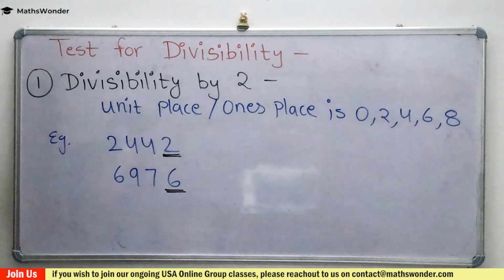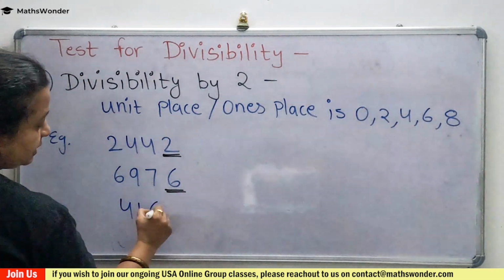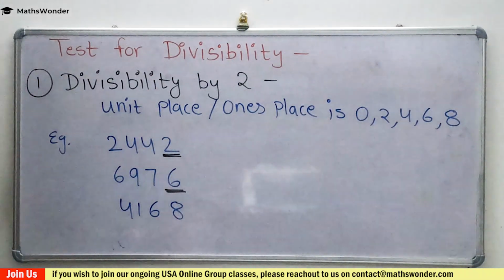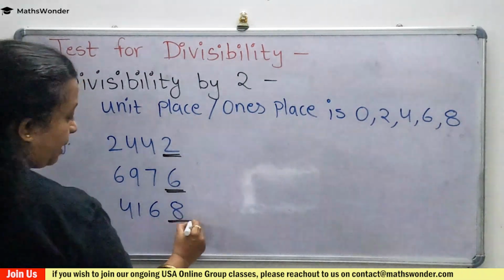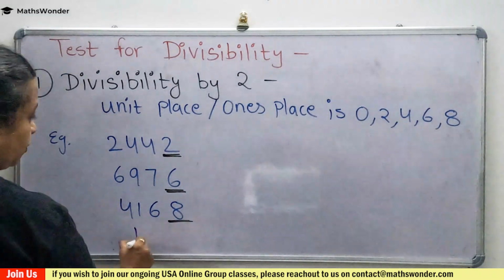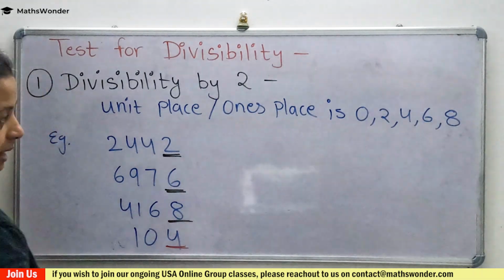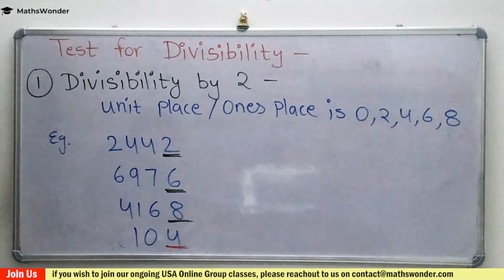Understood the concept? So a number is divisible by 2 if the digit at the units place is 0, 2, 4, 6, 8. We get the remainder as 0. These are all even numbers. Example: 64168. 8 is at the ones place, so the whole number is divisible by 2 easily. Okay. 104. 4 is at the ones place, so it's divisible by 2. Understood? No confusion at all.